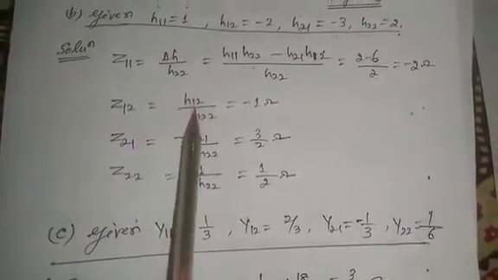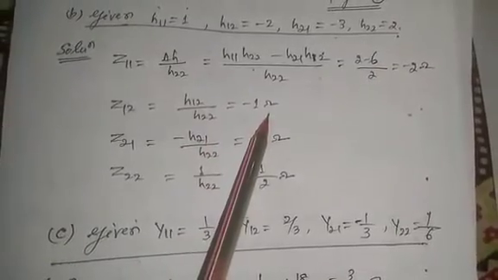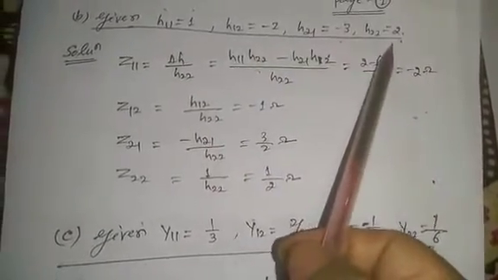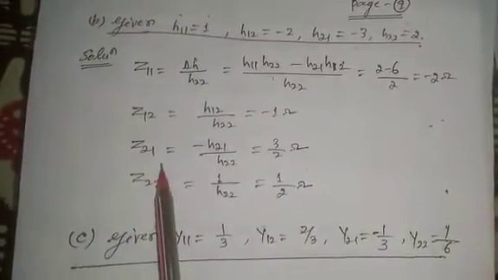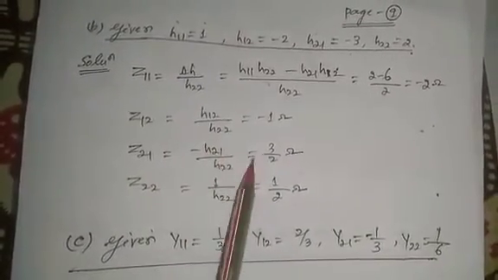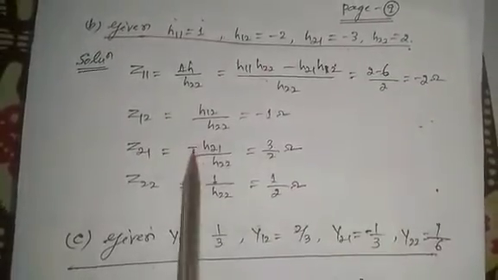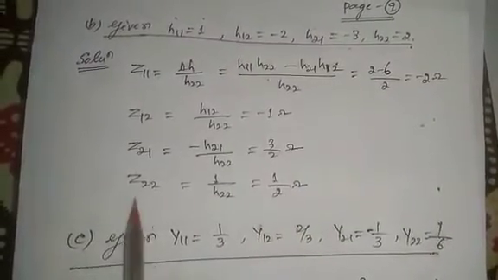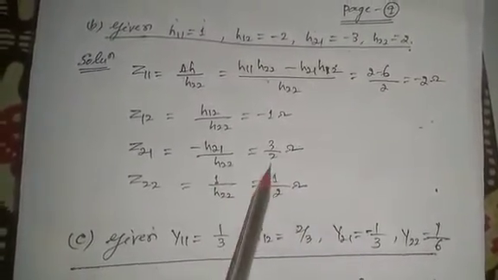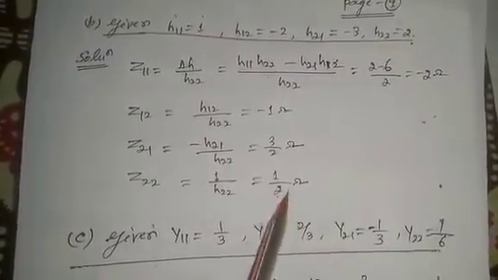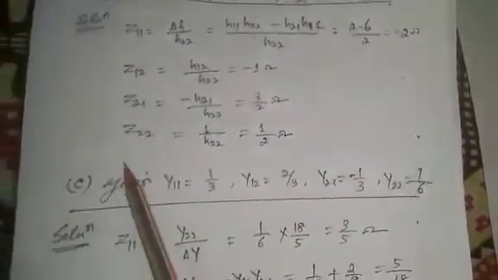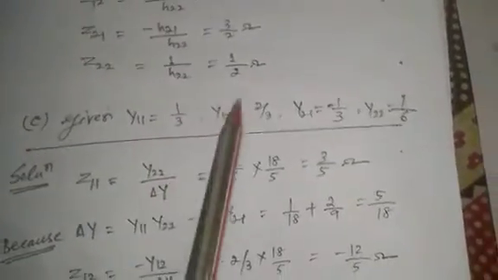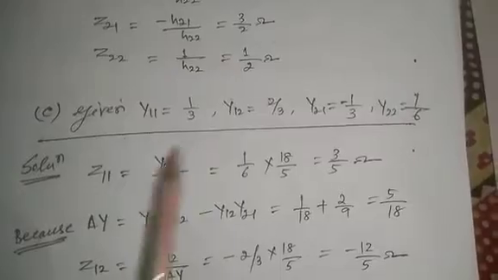Similarly, z12 is equal to h12 divided by h22. You just put in the values: h12 is equal to -2, h22 is equal to 2. You get -1. Then z21 is equal to minus h21 divided by h22. h21 is -3, minus of -3 is plus 3, divided by h22, that is 2, so 3 by 2 ohm. Similarly, z22 is equal to 1 divided by h22, which is 1 by 2 ohm. In this way we calculate the z parameters if all the values of the h parameters are given.